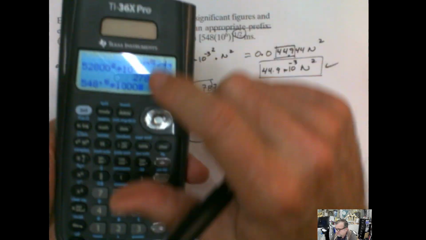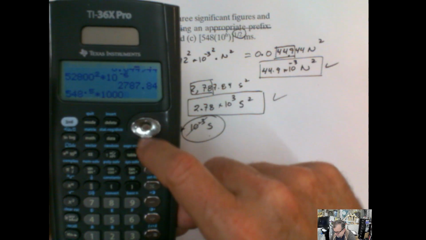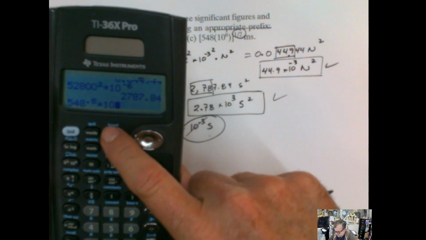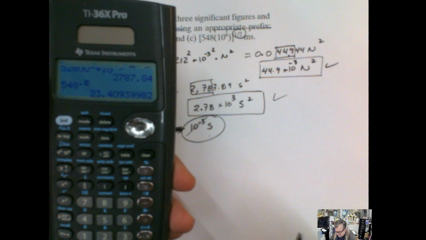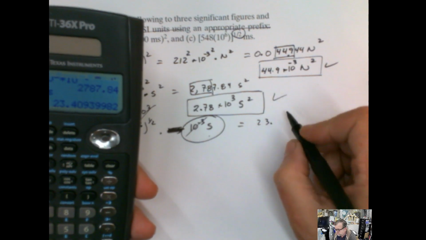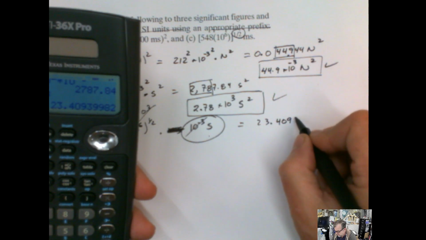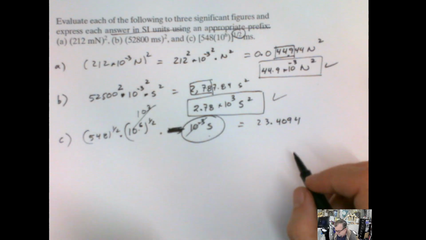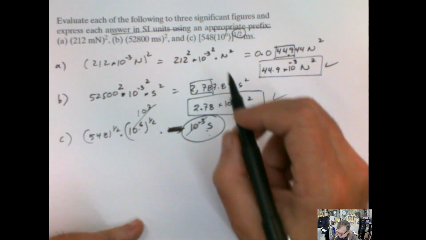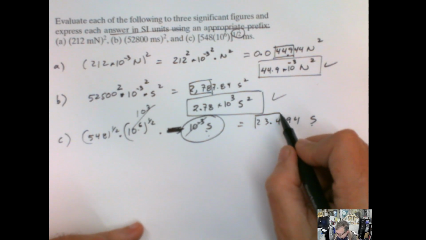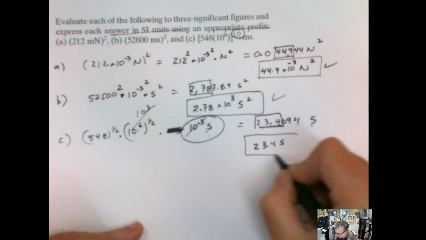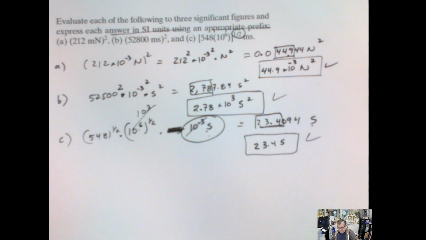So I can even do better and take this out from here. This will be the number that remains there, and the number that remains is 23.409, let's say 4. The answer is of course in seconds already, and the problem is asking you to express it in three significant figures. There you go, 1, 2, 3 significant figures: 23.4 seconds. That would be the answer for that problem.